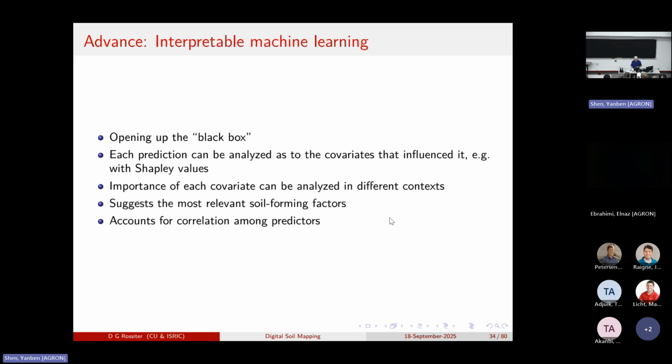Another nice advantage, which is not only for soil mapping, but all machine learning or all statistical learning, is this idea of interpretable machine learning. It's becoming more and more possible to see why the model makes a specific prediction. And you can then try to understand why that prediction is there, and if it's not a good prediction, try to understand why.